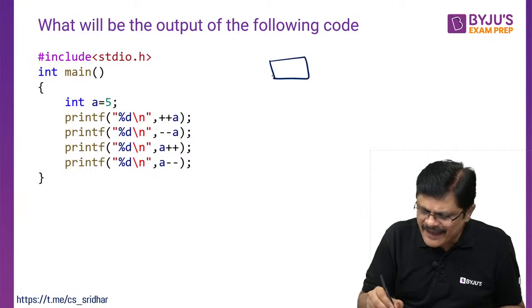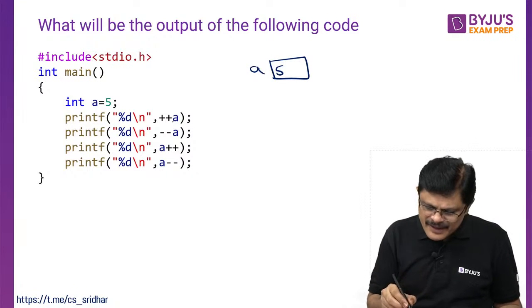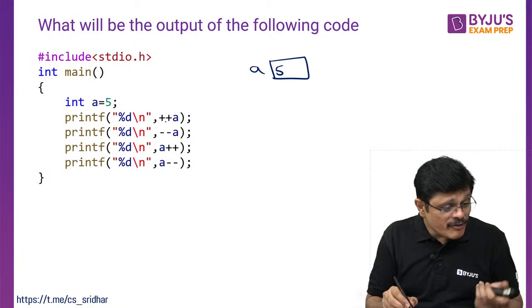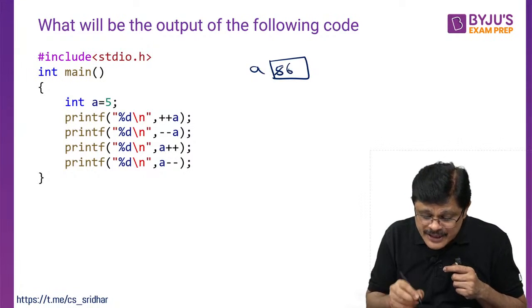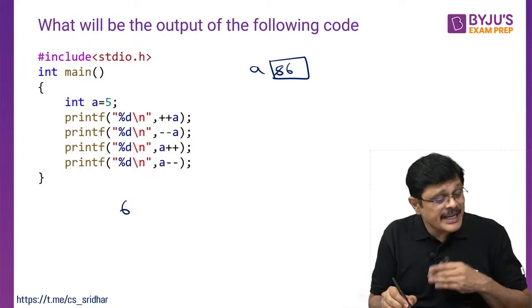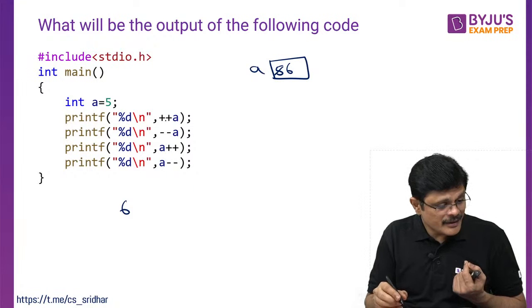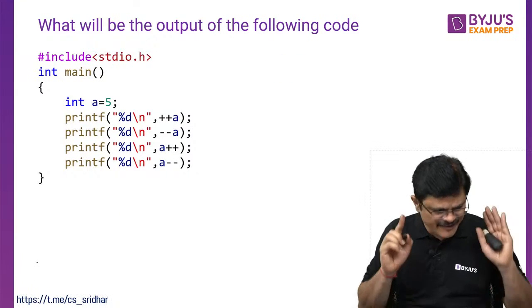See here, A value originally what, sir? 5. Okay. First what is happening? Plus plus. First what happened? A is incremented. That is, A is changed to 6. Then it is printed. Now A value is 6. Here first A value is decremented. That's why I am repeating for you, Ashprit. Okay, I'll repeat it once again. See carefully. It's very simple.